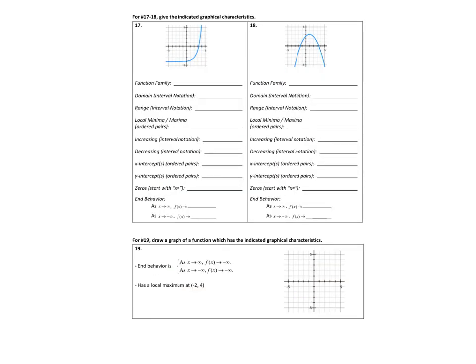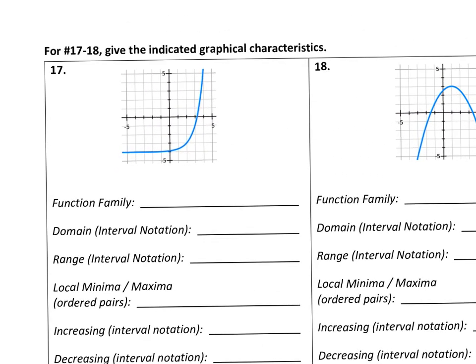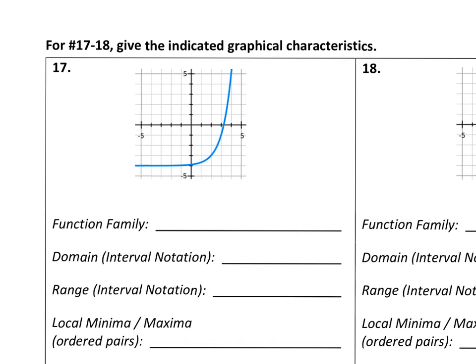Now we'll move on to graphical characteristics. We'll start with this first graph. And remember that we won't ask you on this unit test about any graph that has an asymptote, but we will in the future. That will be probably around February or so that we'll start looking at graphs with asymptotes. In the meantime, I can tell you that this graph has an asymptote here at y equals -4. And that the function family for this graph is the exponential function.